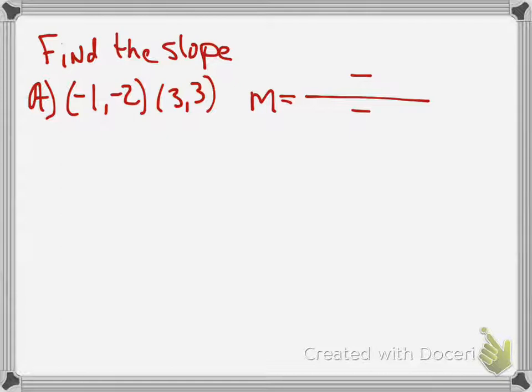Here for part A we have a point (-1, -2) and another point (3, 3), and we want to find the slope between the two. Now, by literal definition, it should be the second y minus the first y, over the second x minus the first x. But honestly, as long as you keep the points together, the order is not really that big of a deal. You could say y1 minus y2, x1 minus x2. But you're going to see these done like this.